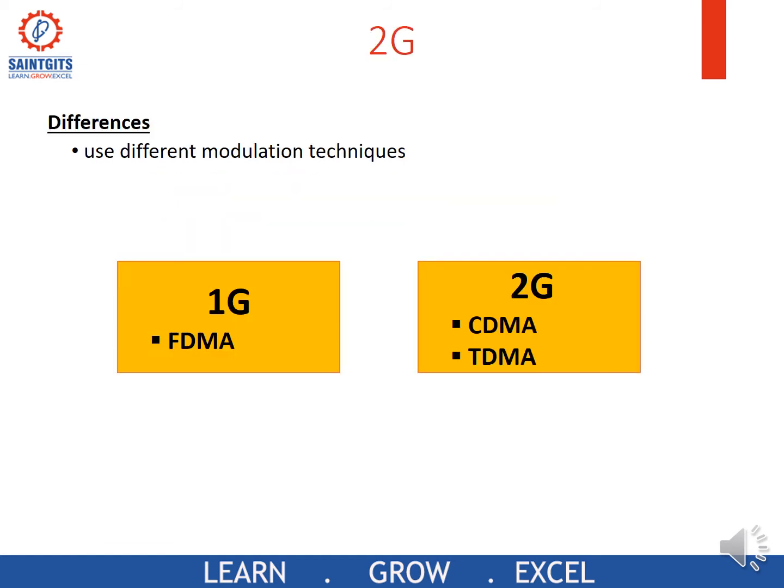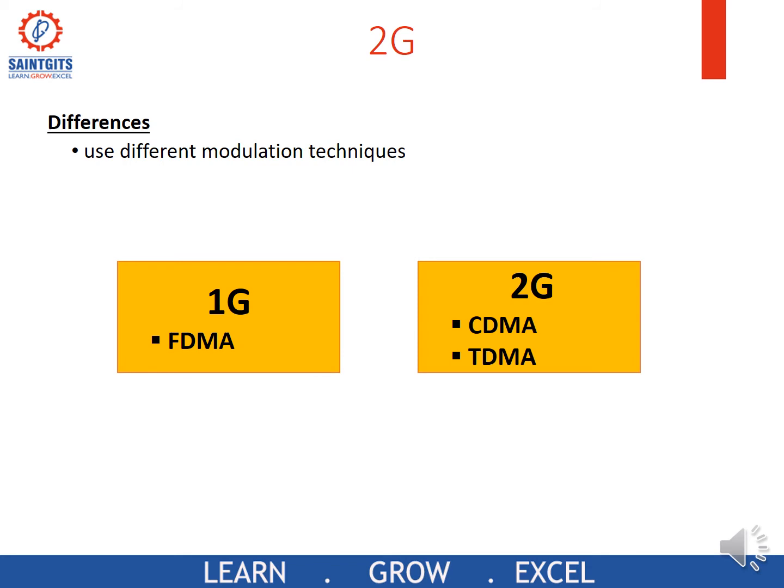The main difference between 2G and 1G in technology is the modulation technique. 1G technology uses FDMA, which is frequency division multiple access. In 2G, it uses CDMA and TDMA. CDMA is code division multiple access and TDMA is time division multiple access. Time division multiple access permits 8 calls at a time per channel in the 900 to 1800 MHz band.